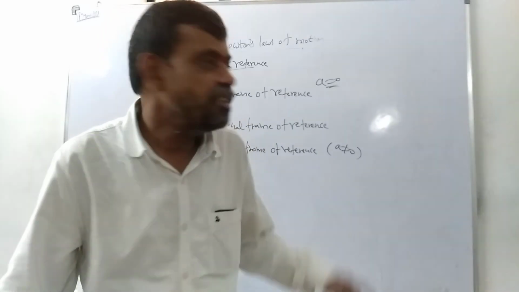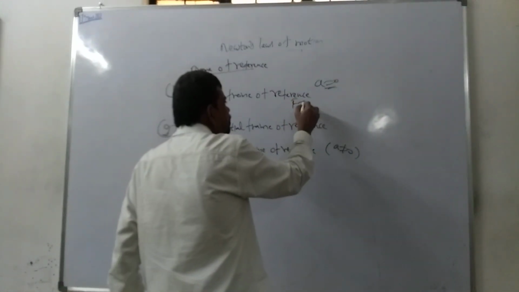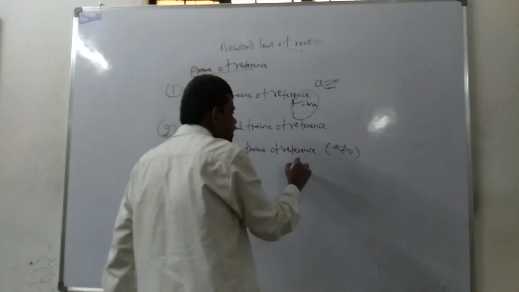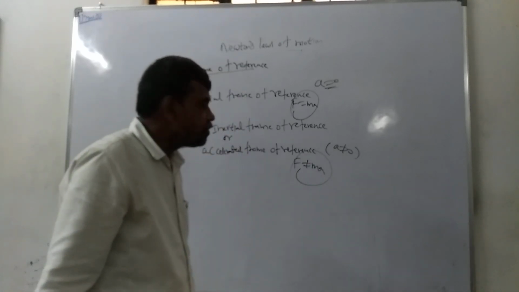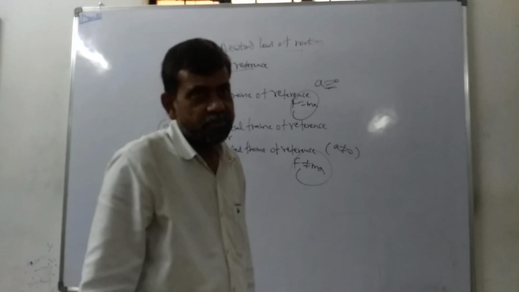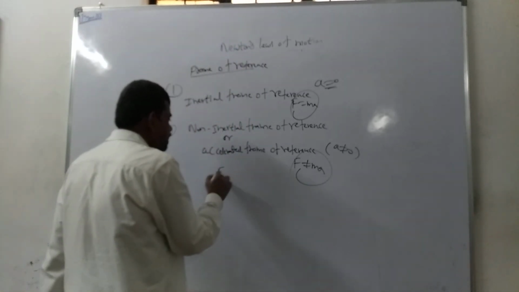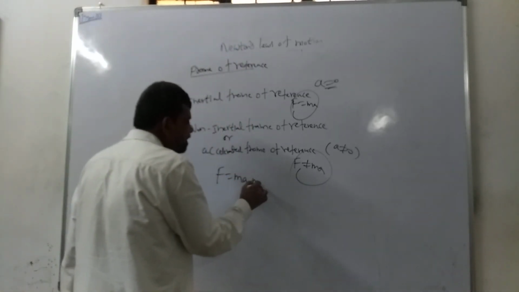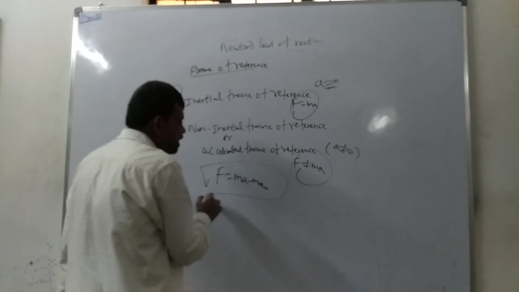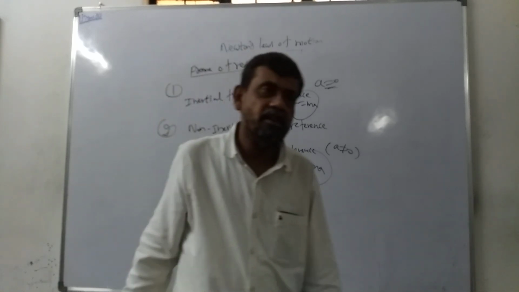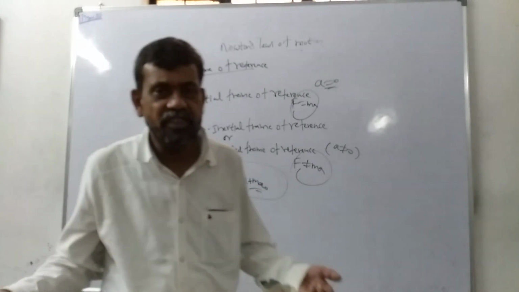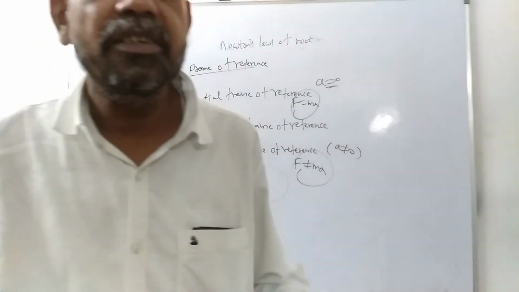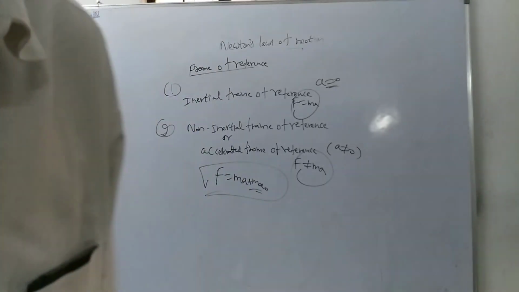So in the inertial frame, we take force F equal to ma. But in the non-inertial frame, we are not taking F equal to ma, so we make a correction. What is the correction? F equals ma minus ma naught. What is ma naught? We add plus ma naught, depending on the direction. If the direction is the same, you take plus; if opposite, you take minus. Understood?